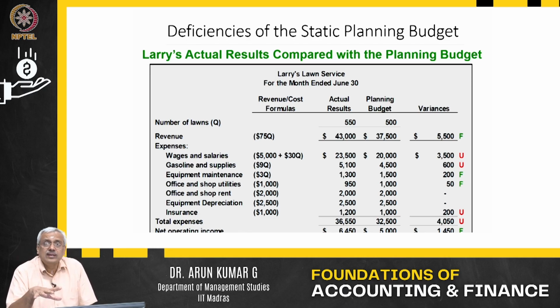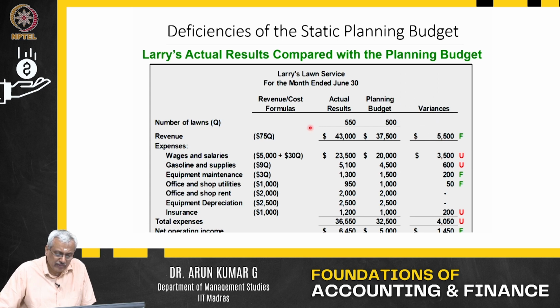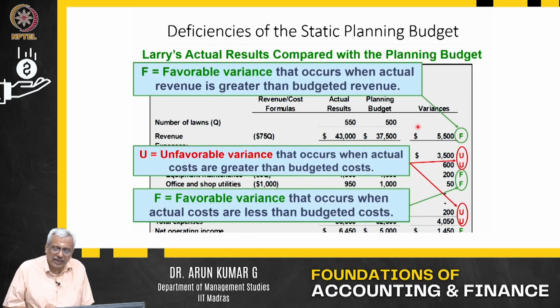No. Please note, this planned budget cannot be used for comparison. Based on the planned budget, with the revenue and cost formulae, I will have to prepare a flexible budget for these 550 lawns, and then compare and look at the favorables and unfavorables. So I am just going to the next one. This is basically what I have explained.